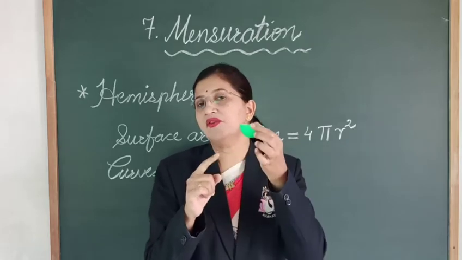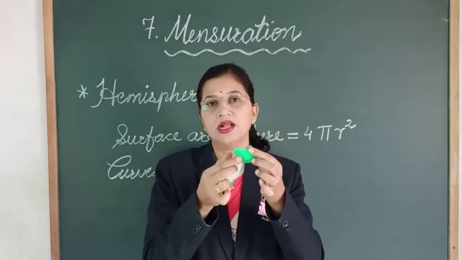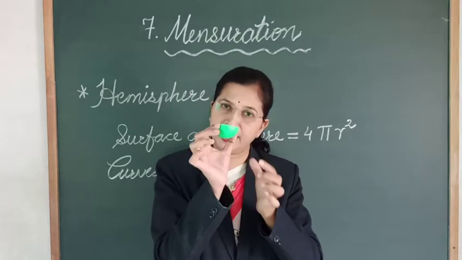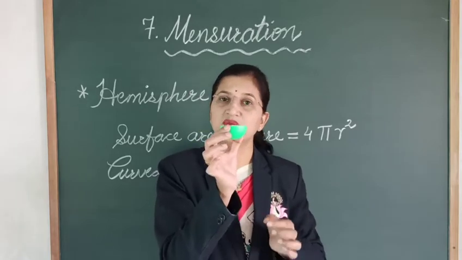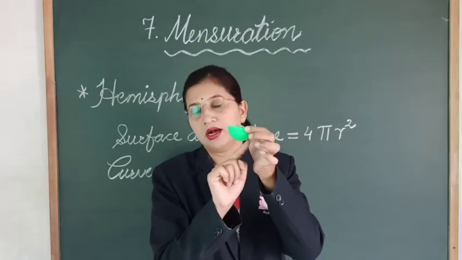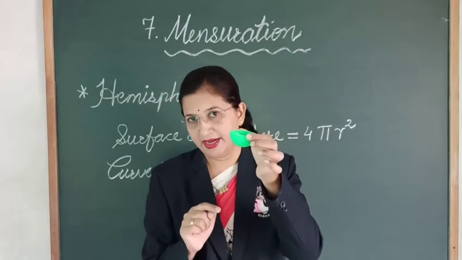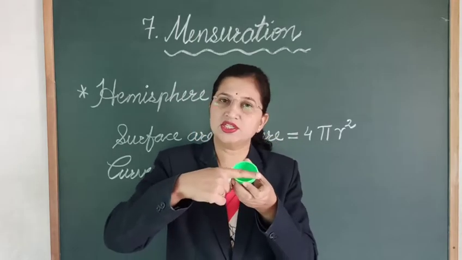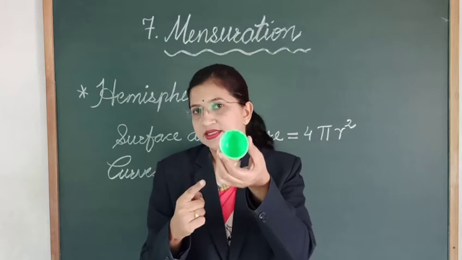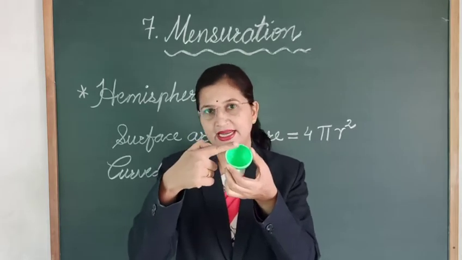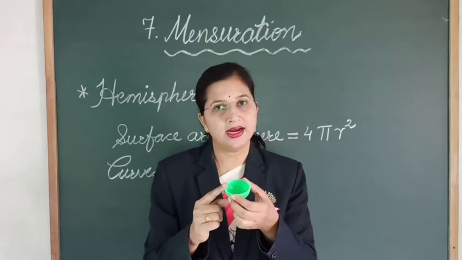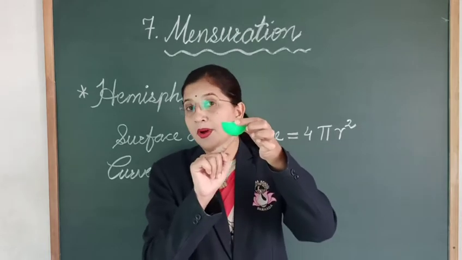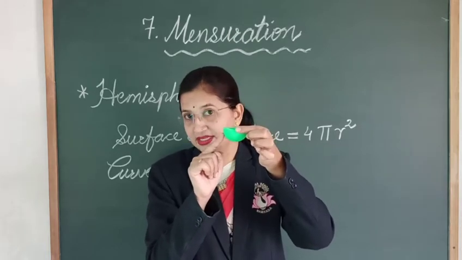So if you want to find the total surface area of the hemisphere, first we have to find the curved surface area of the hemisphere. Now this top area is circular, so we know its area, that is pi r square. But what about this curved surface area?